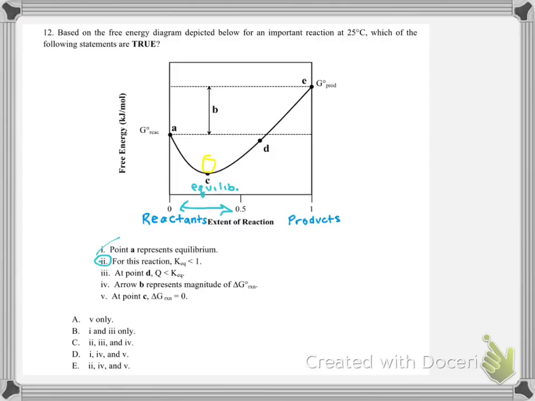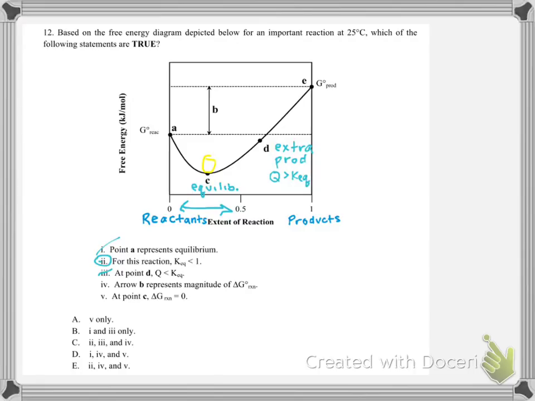Okay. So next up at point D is Q less than KEQ. Okay. So at point D, we're more toward products on the plot. So we're going to have extra products. And because our expression is products over reactants, if we have extra products, Q here would be greater than KEQ. Okay, so this is false.